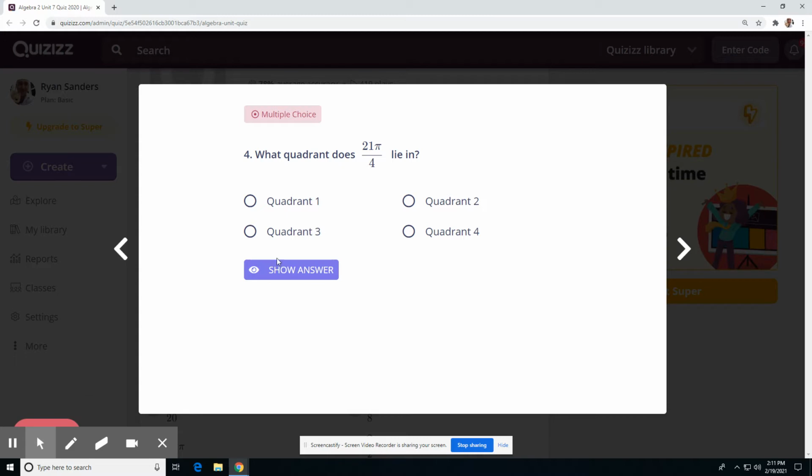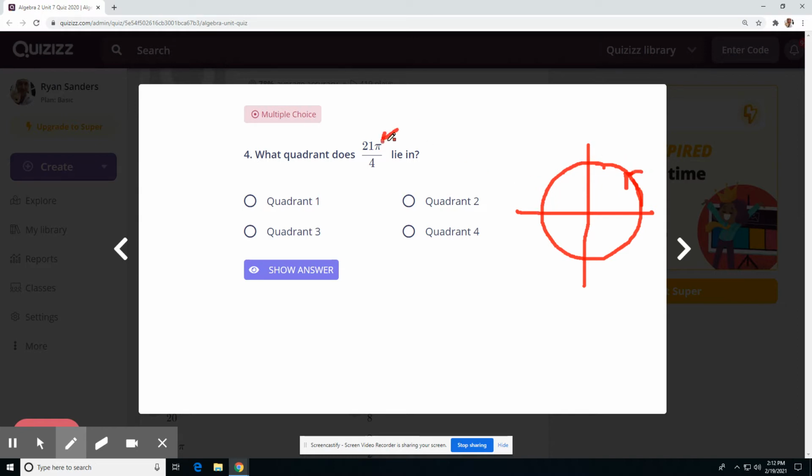What quadrant does this lie in? So it's that same idea. You just don't have the picture here. And sometimes you can go multiple times around. So in this case, I would think of it as how many times does 4 go into 21? And I would wrap it around that many times. So however many times 4 goes into 21 is however many times it goes around.